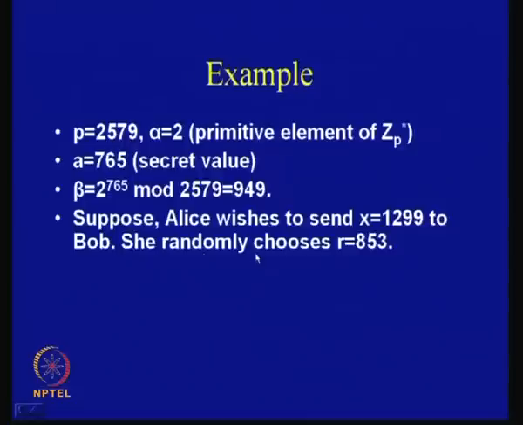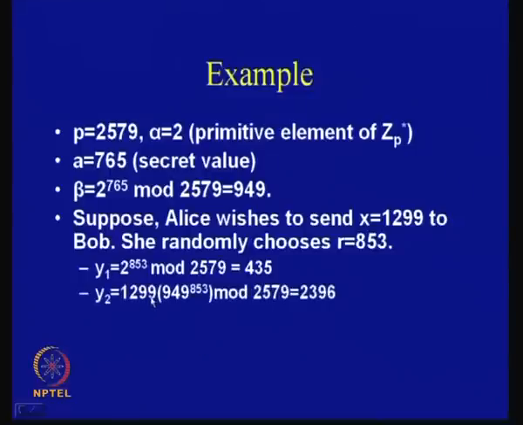Now suppose Alice wishes to send x equal to 1299 to Bob. She randomly chooses a value r equal to 853, and first obtains y1, by raising this 2, that is alpha, to the value 853, obtaining 435. And y2 is obtained by masking 1299, which is the message she wants to send, with beta power of r. So beta is 949 here, raised to 853, which is the random component, and she obtains 2396. Okay. So the ciphertext corresponds to 435 paired with 2396.